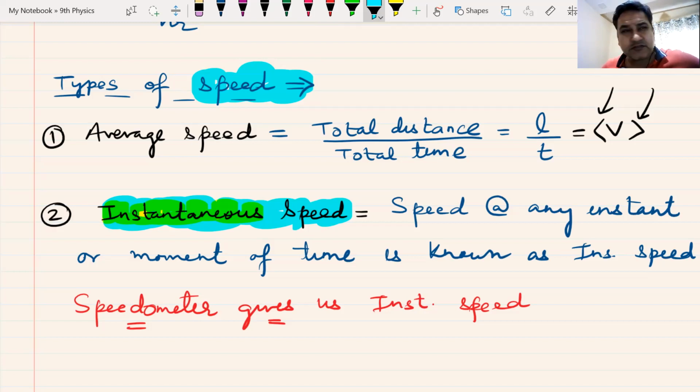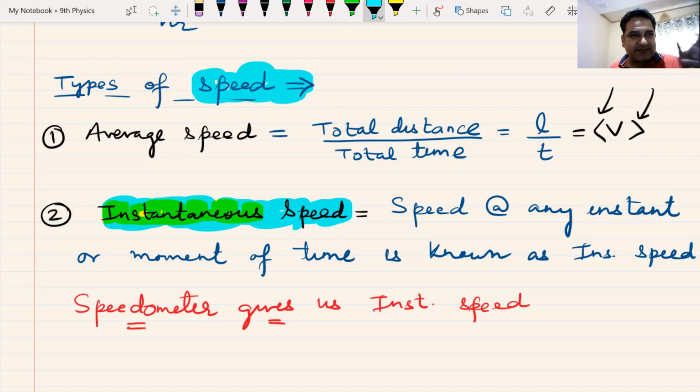Next class means Saturday. Or if possible, I'll take a class before that also. What are the other 2 types of speed that we'll discuss? Vedansh or Ayush? 2 are done, 2 are left. What are the other 2 types that are left? Uniform and non-uniform.